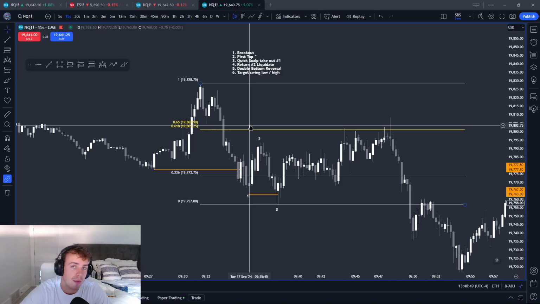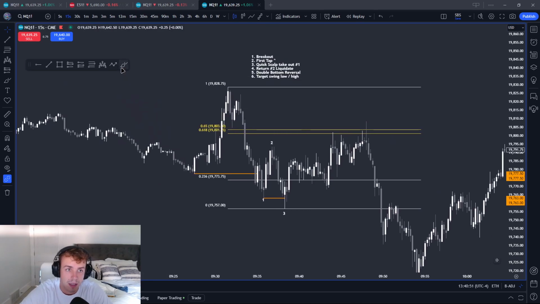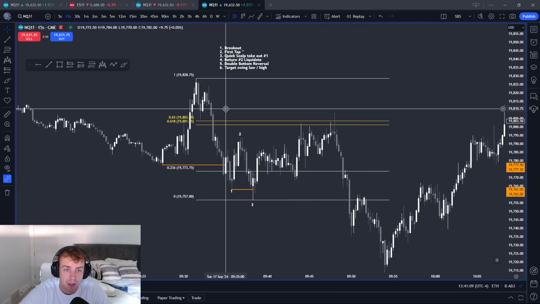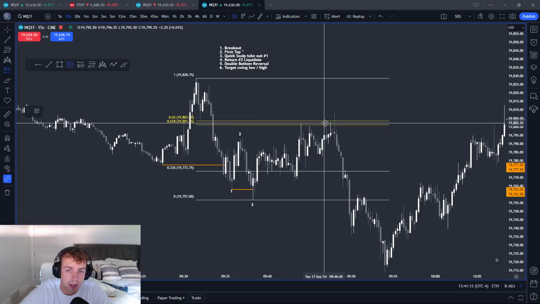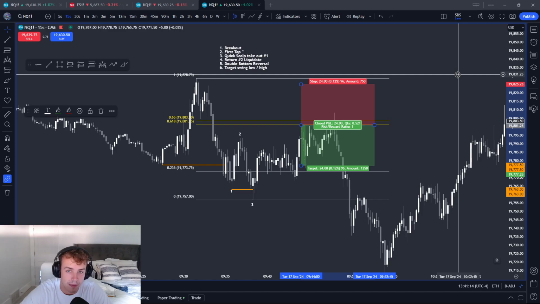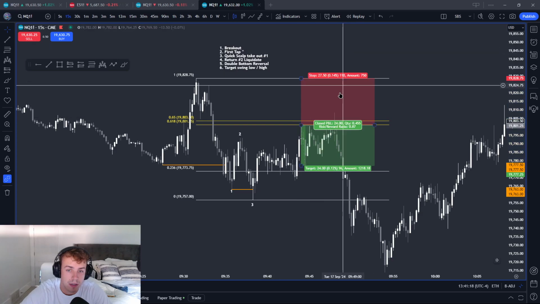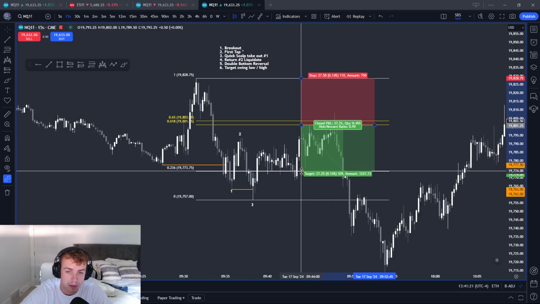Okay. Now where's our 4? Where's our entry? Okay, number 4 is going to be right when we touch this 0.618 on the Fibonacci tool. This is my Fibonacci settings here. Feel free to copy them. You need the 0.236 and the 0.618. You don't need the 0.65, you don't want that. So 0.618 is where we enter. So we would enter right here. Stop loss at the 1 and target at the 0.236.